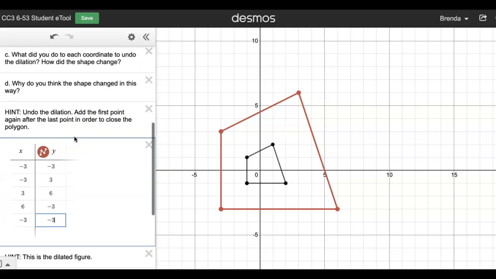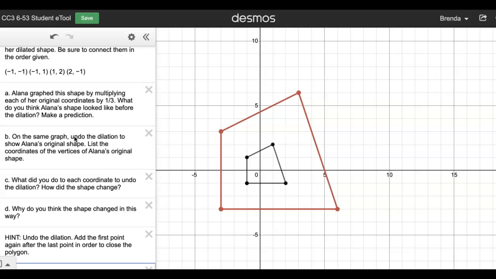So now we can see that after she undoes her dilation of multiplying all the coordinates by 1/3, this is what her original shape looked like. It was larger, which makes sense because if she dilates a shape by 1/3, it's going to make the shape smaller. So it made her original shape smaller. So in order to see what her original shape was, she'd have to do the opposite. So she multiplied by 3.